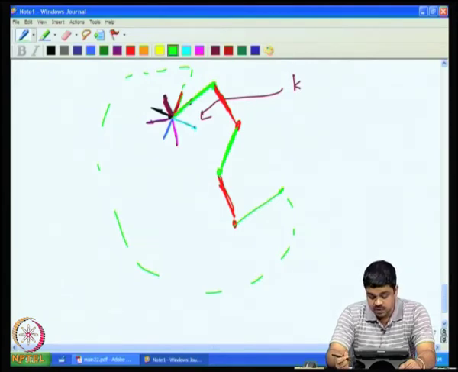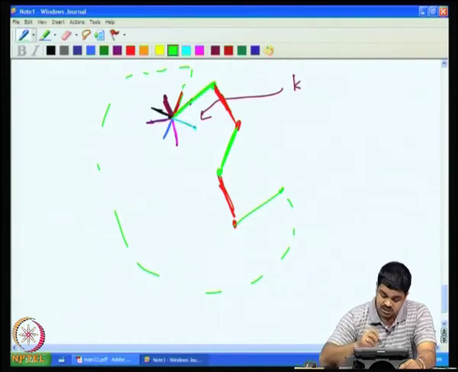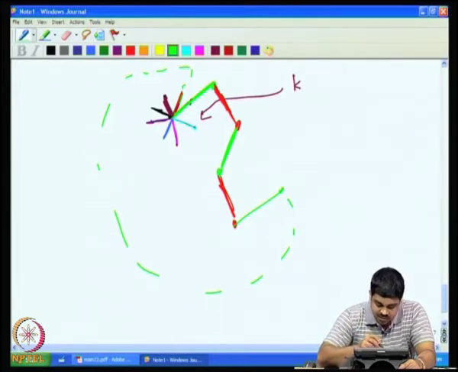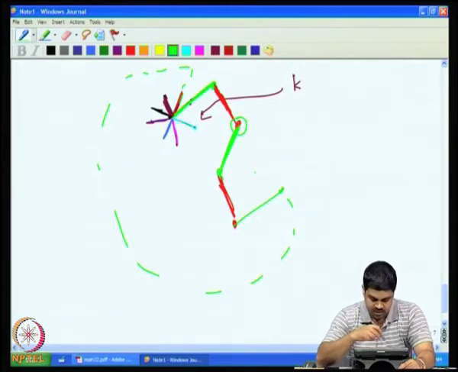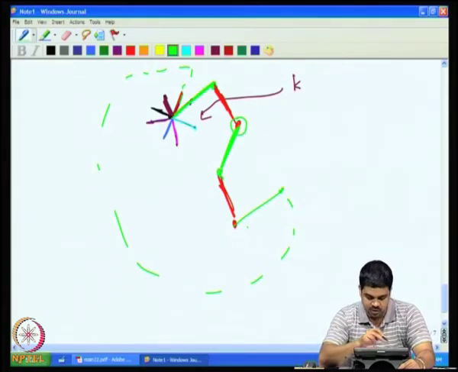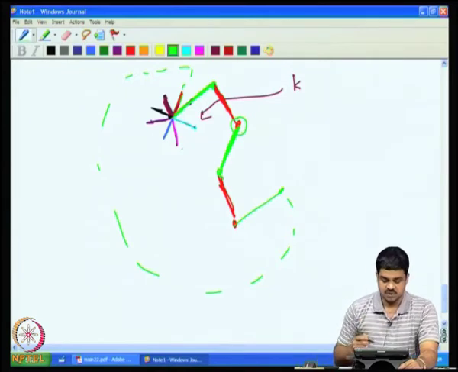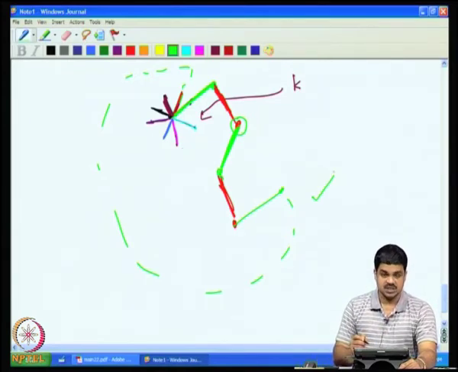Therefore, it is not possible to have just k colors, because this problem comes. So we should have at least k plus 1 colors. Why? Because if there are k plus 1 colors, at some point it is possible that we may not see the outgoing green edge or outgoing red edge, so we may have to stop there. This sequence will not continue, and at some point it may break even without coming back to the same vertex. That is why it needs k plus 1 colors.